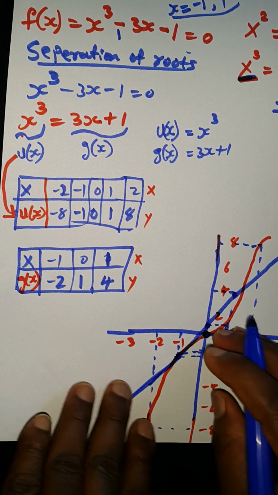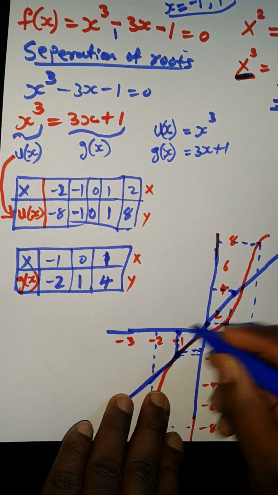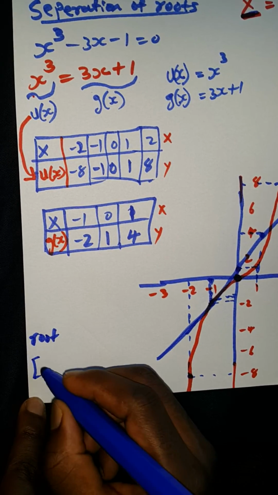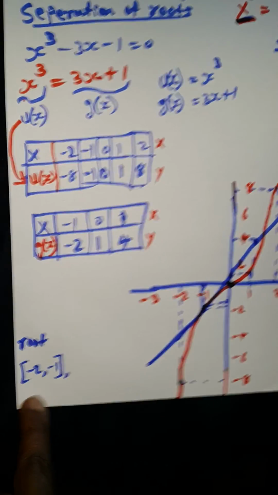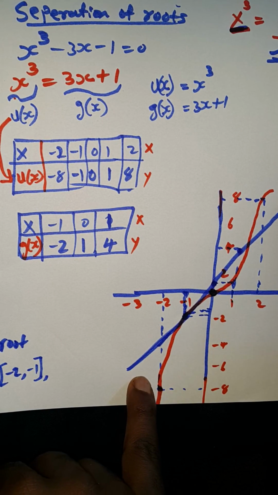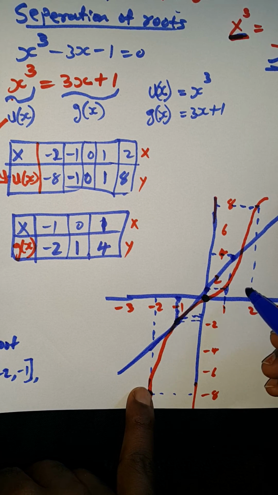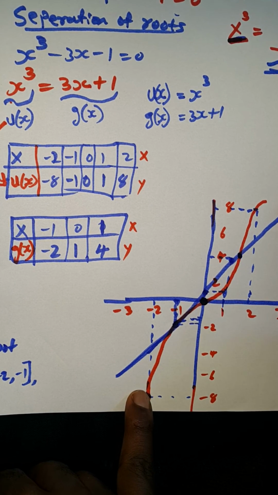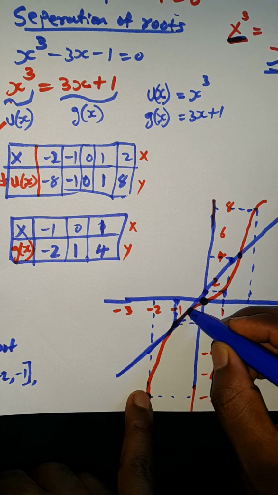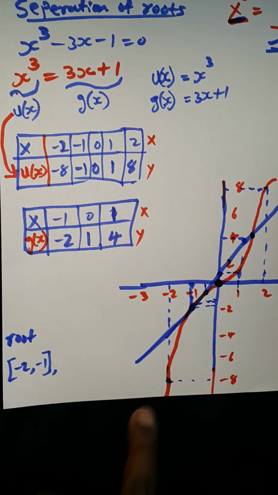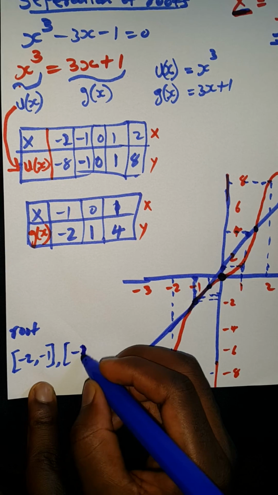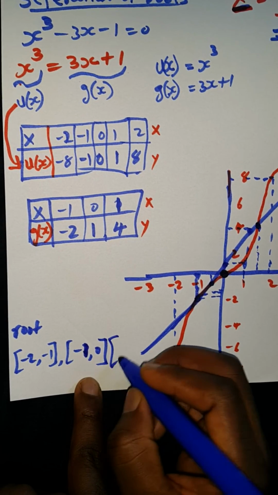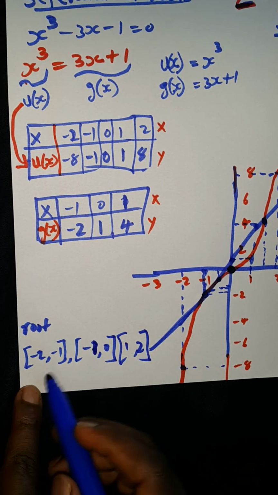For us to find the roots here, we have to extend this. Our first root is at the point between minus 2 and minus 1. Our second root, we check here. It touches here. Our second root is between minus 1 and 0, and it touches here again. Come down. Our third root is between 1 and 2. So now we found the roots we are looking for.